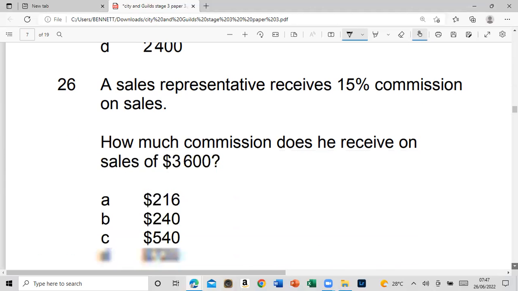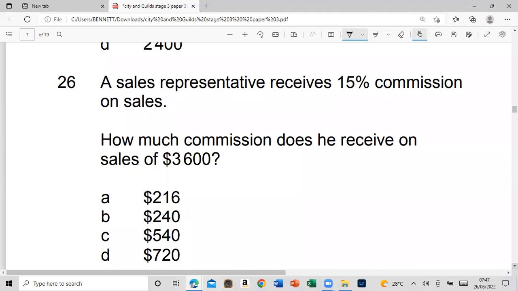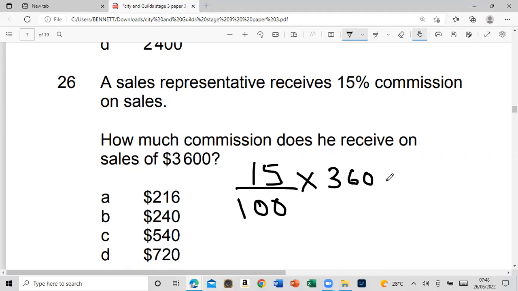All right, a sales representative received 50% commission on a sale. How much commission does he receive on a sale of 36? Again, it's the same type of question. So if you get that one wrong, chances are you'd have gotten this one right. You don't have to mess up anything, guys.